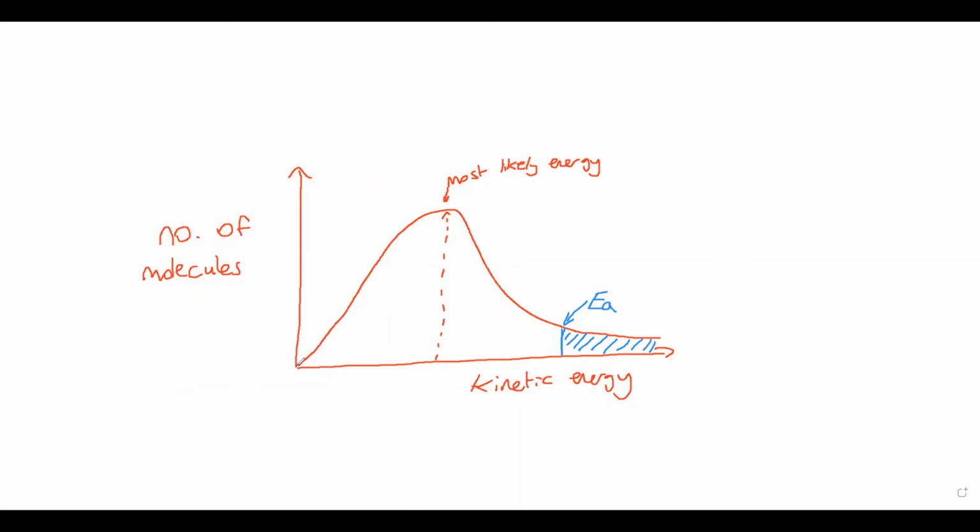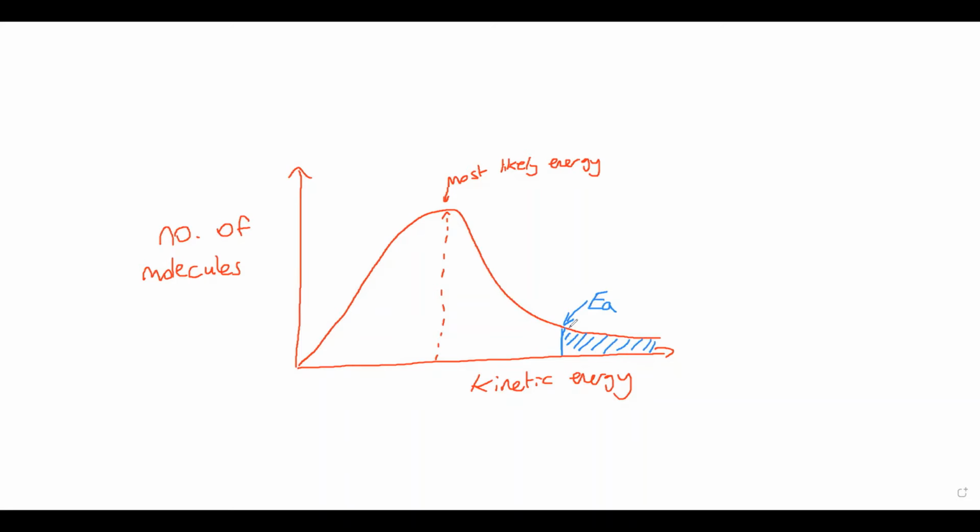So the area underneath this curve is equal to the total number of molecules in our system. You can see here we have the most likely energy being somewhere in between the two extremes. If we are to increase the temperature, then we shift the curve to the right, meaning that more molecules have a higher energy. Now, before we do that, we can see here in the blue that we've got our activation energy barrier drawn into this graph.